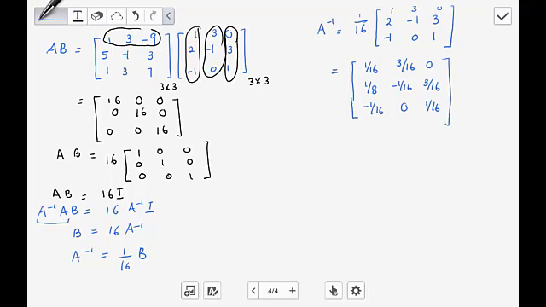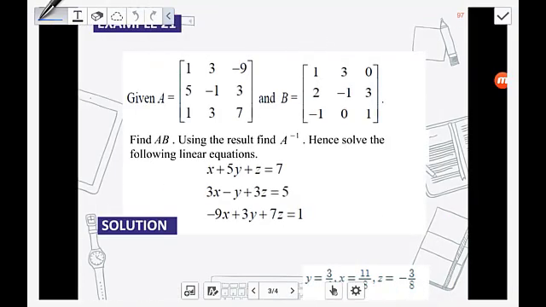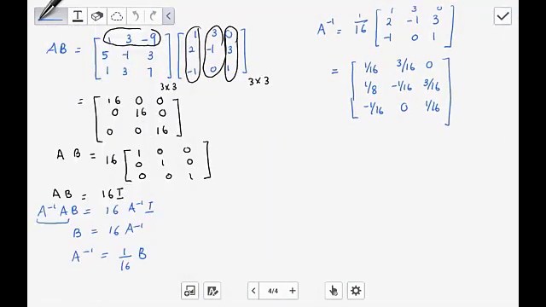Then we haven't finished the question. Hence, solve the following linear equations. If you look back at the question, the first part asked us to find AB. Using the result, find A inverse. Hence, solve the following linear equations. When we use the word hence, that means we have to use what we have done before to answer the following question. What you have done before is you managed to find your A inverse.